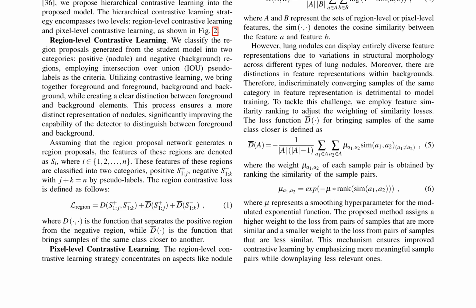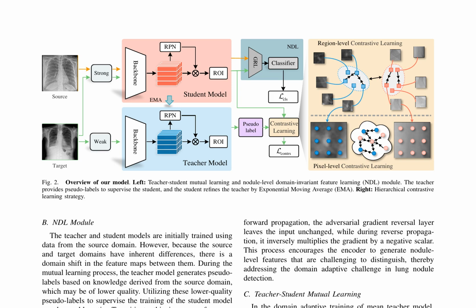In addition to hierarchical contrastive learning, the model also employs a nodule-level domain-invariant feature learning (NDL) module to align the two domains. This module focuses on aligning more detailed features, specifically the alignment of nodule-level features, rather than aligning source and target domains at the image level. After obtaining nodule-level features from the source and target domains, they are fed into a domain classifier. An adversarial gradient reversal layer (GRL) is introduced before the domain classifier to hinder the domain classifier from making accurate predictions, thereby addressing the domain-adaptive challenge in lung nodule detection.